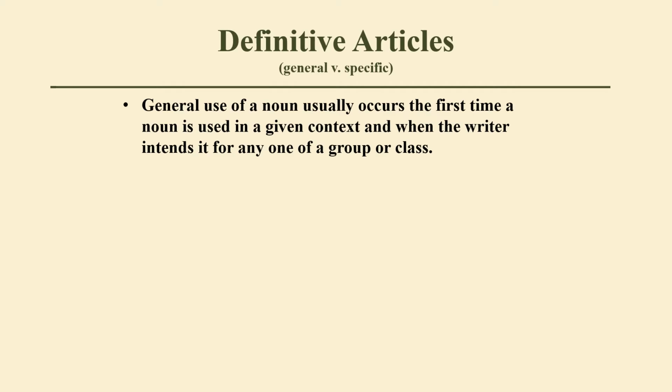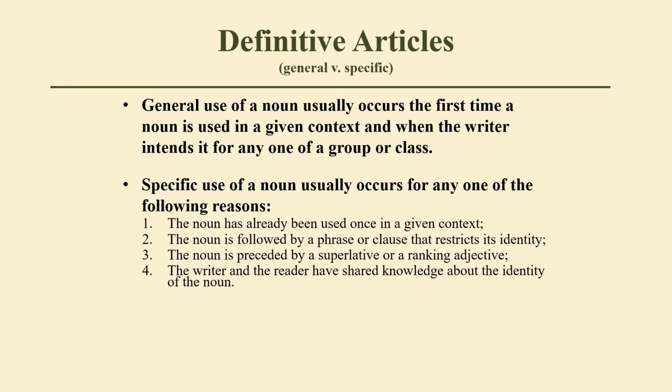General use of a noun usually occurs the first time a noun is used in a given context, and when the writer intends it for any one of a group or class. Specific use of a noun usually occurs for any one of the following reasons.